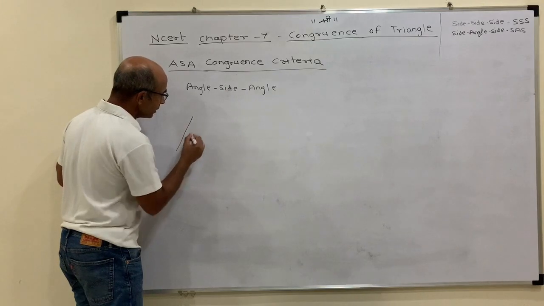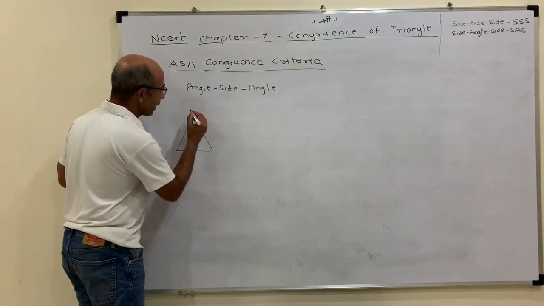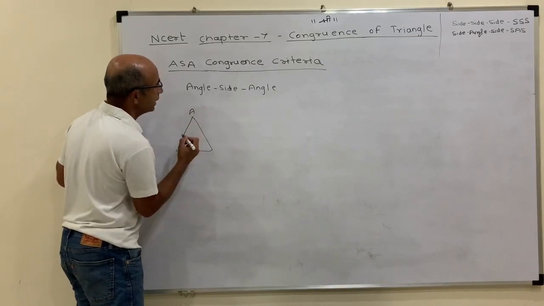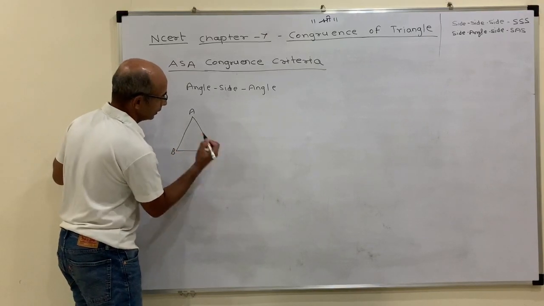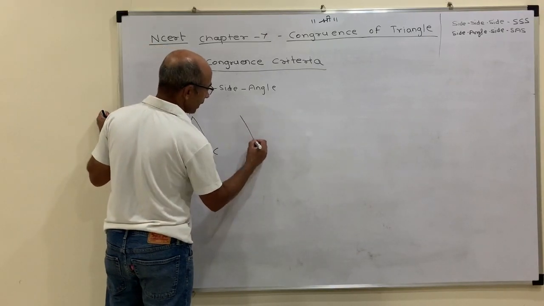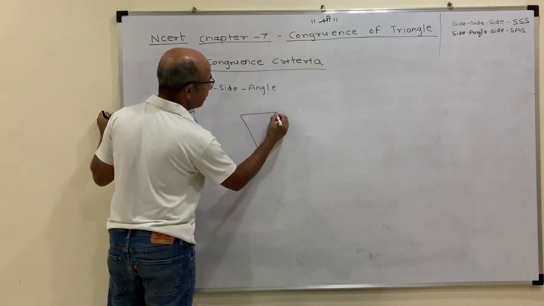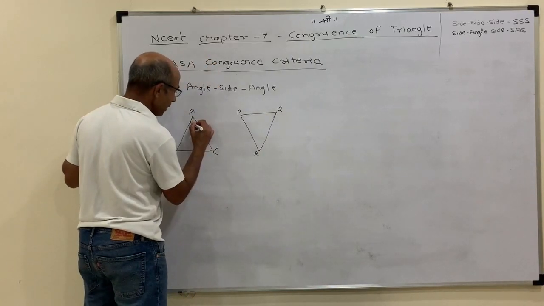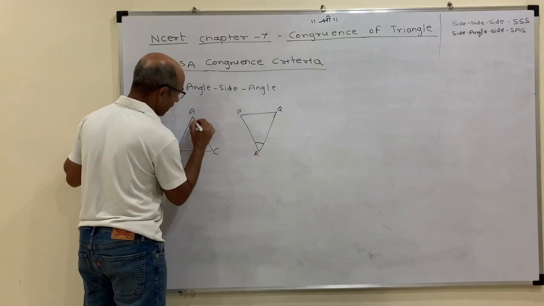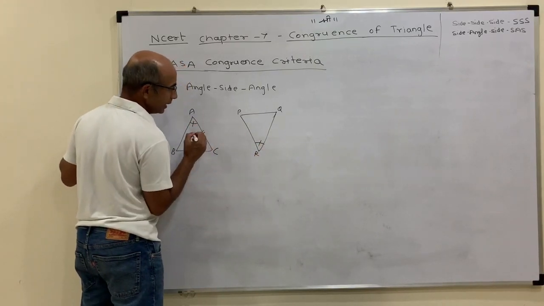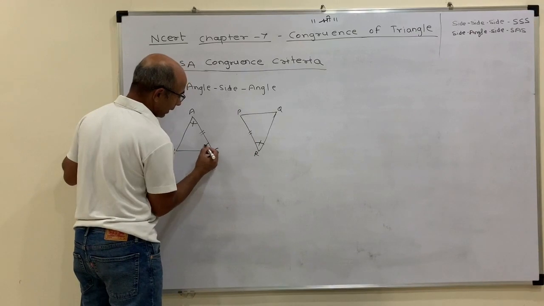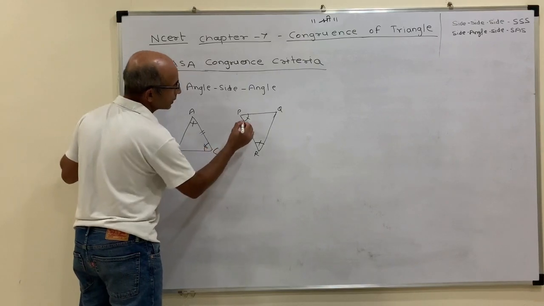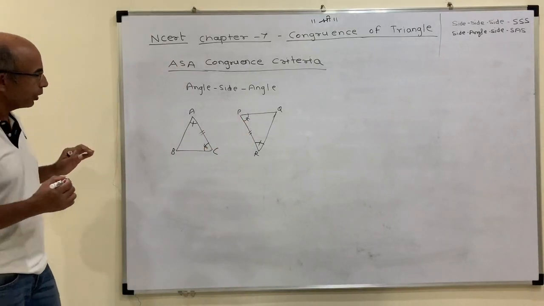See, if this is my triangle ABC, and this is the triangle, say PQR. If angle A and angle R are equal, AC is equal, and angle C and angle P are equal. So we can see this one. In that case, how will we say?